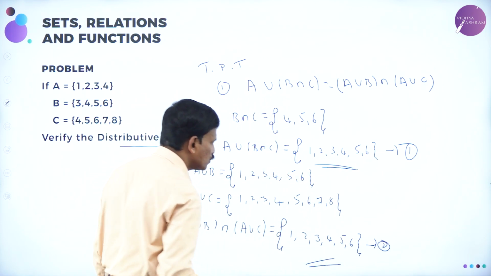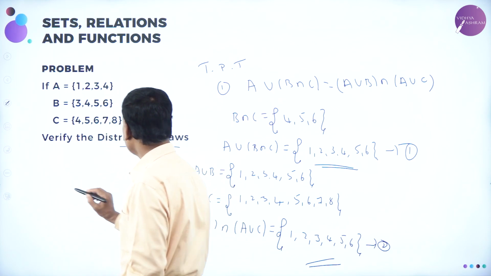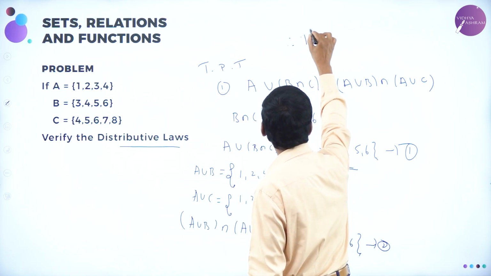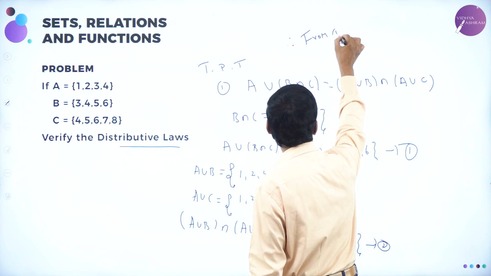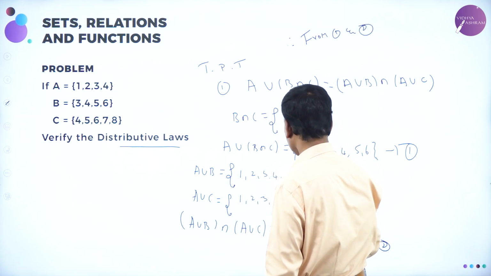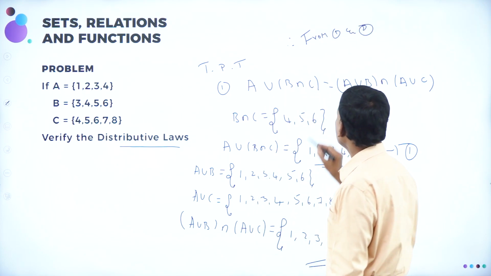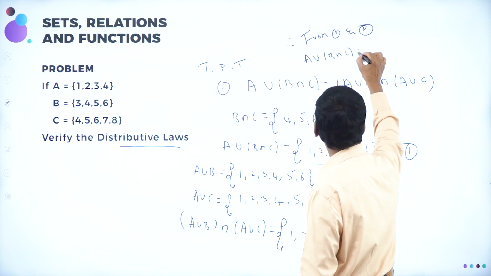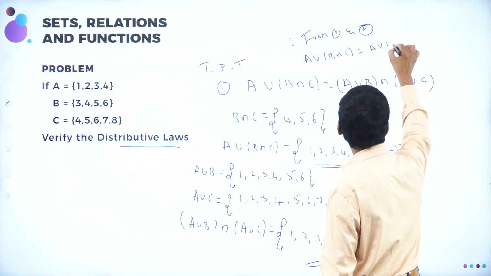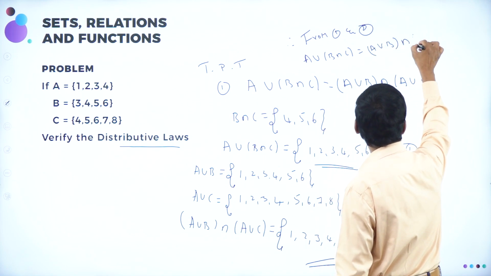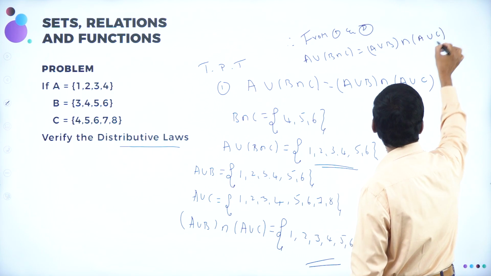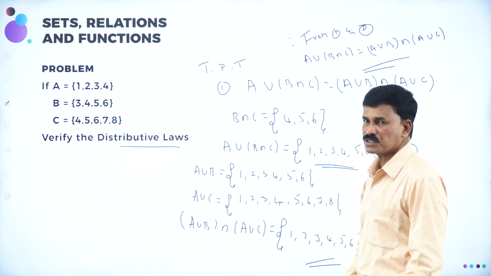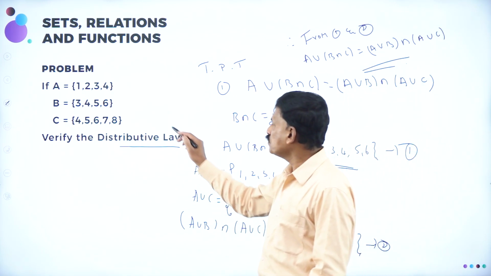2 also contains 1, 2, 3, 4, 5, 6. Therefore, from 1 and 2, we can write LHS is equal to RHS. That is, A union (B intersection C) is also equal to (A union B) intersection (A union C). This is the first property, that is a distributive property.